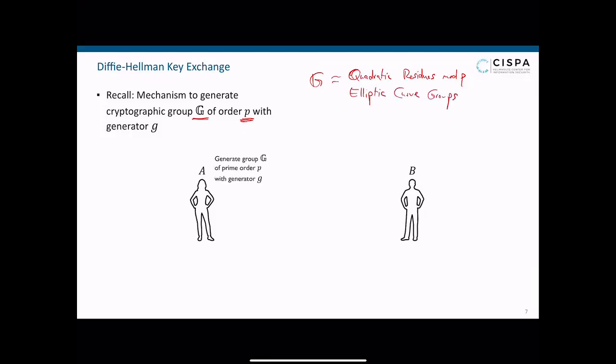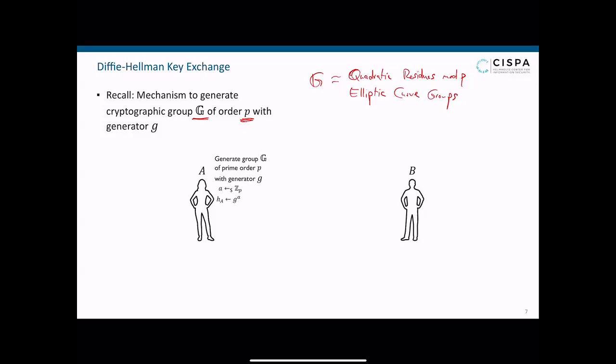Good. What are we going to do? So Alice first generates a group G somehow of prime order P with a generator G. So this group, of course, if it's a prime order group, it's cyclic, and any element in this group is a generator, and she just fixes a generator.